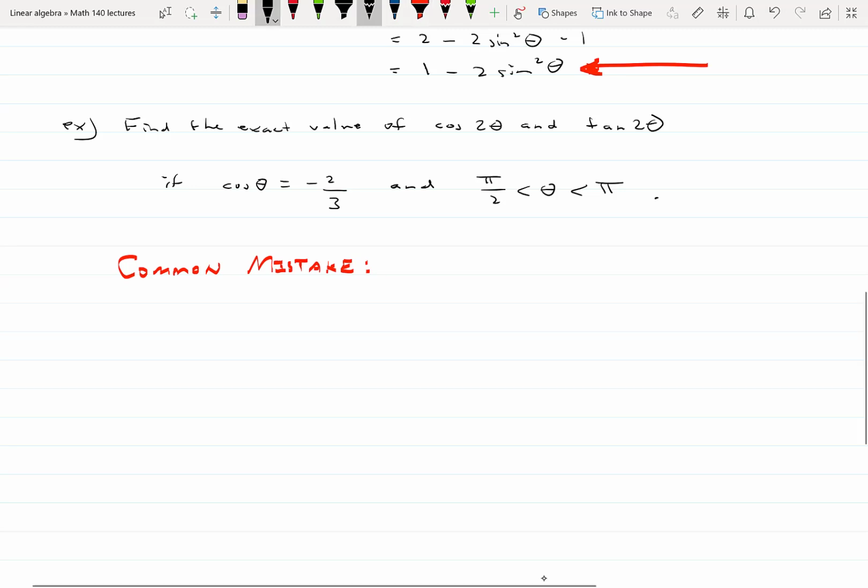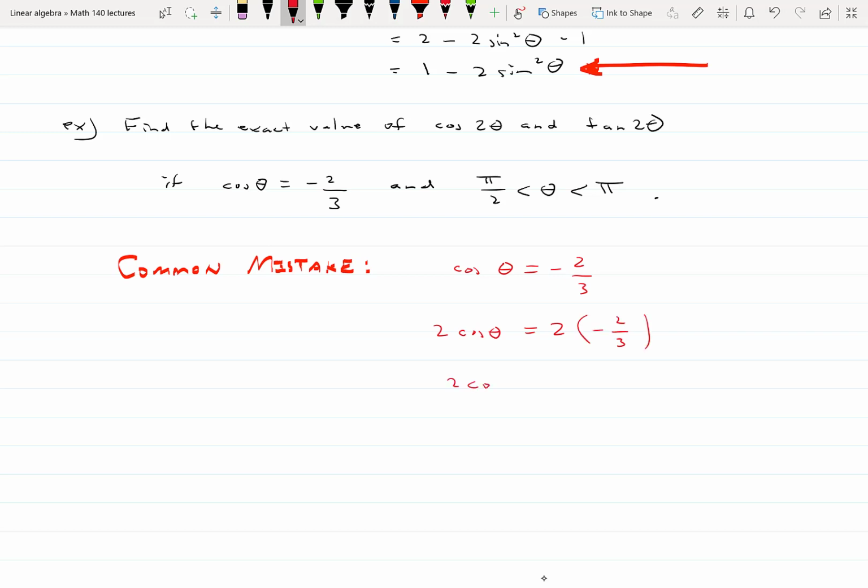A common mistake is to take the cosine of theta equals negative 2/3, and that's correct. That's given. Multiply by 2 on both sides. Now that's not a mistake. You can do that. And multiply 2 times negative 2/3 to get negative 4/3, and then bring the 2 inside. That's the big problem. No, you can't do that. To get cosine of 2 theta equals negative 4/3.